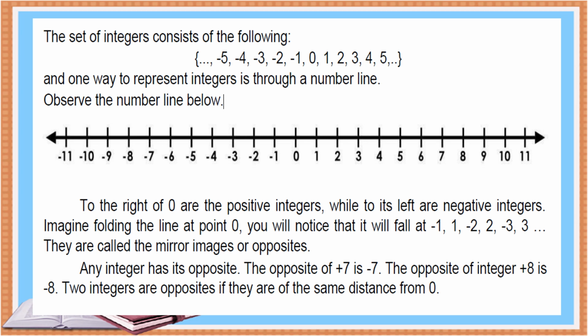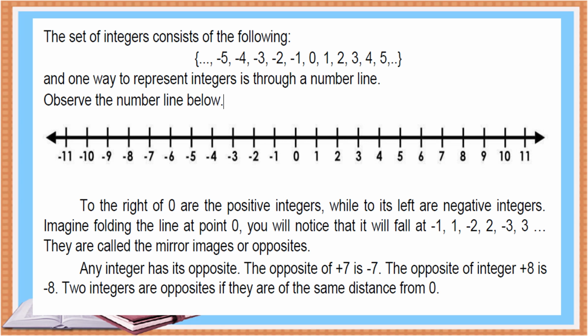The set of integers consists of the following: negative 5, negative 4, negative 3, negative 2, negative 1, 0, positive 1, positive 2, positive 3, positive 4, positive 5. And one way to represent integers is through a number line. Observe the number line below. To the right of 0 are the positive integers, while to its left are negative integers.